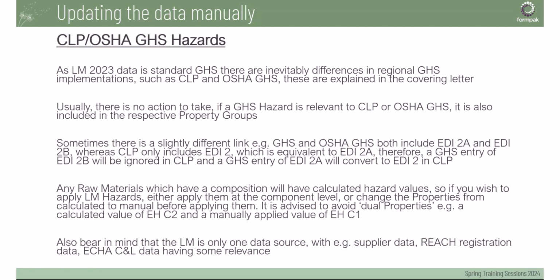Therefore, any GHS entry of EDI 2B will be ignored in CLP, and a GHS entry of EDI 2A will be automatically converted into EDI 2 in CLP. So this is why it's quite important that these hazards are added in the GHS hazards property group and not directly into the CLP hazards or the OSHA hazards, because it doesn't calculate GHS from CLP, it only calculates CLP from GHS.